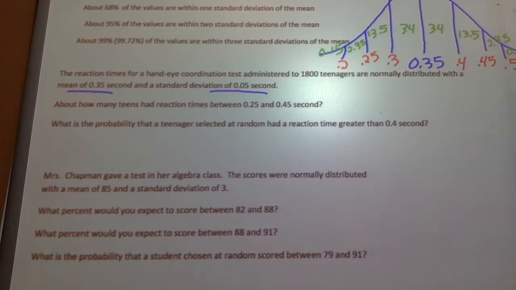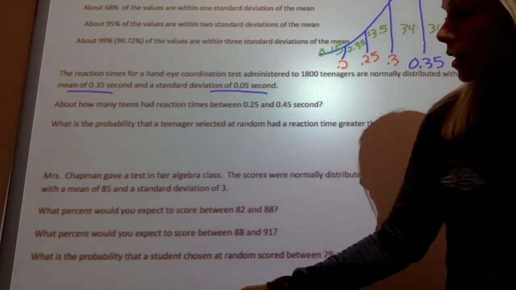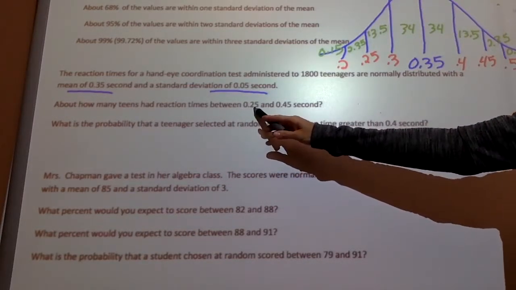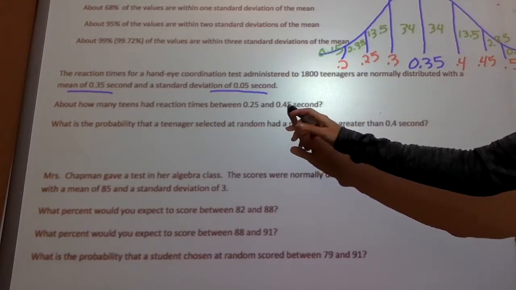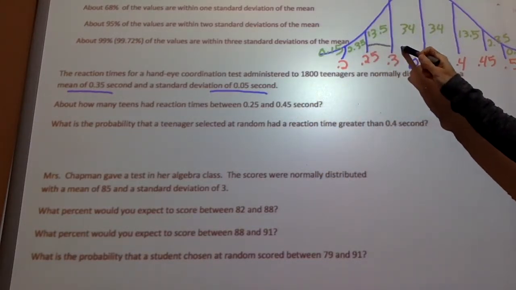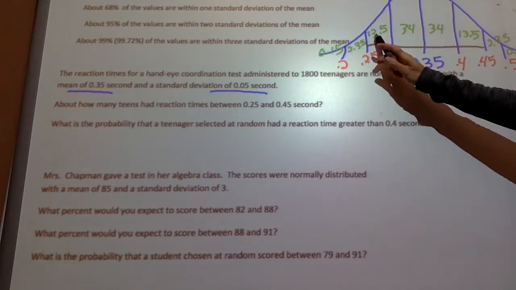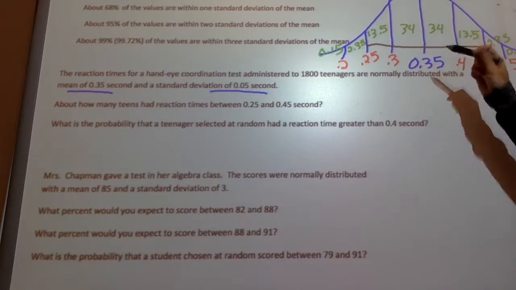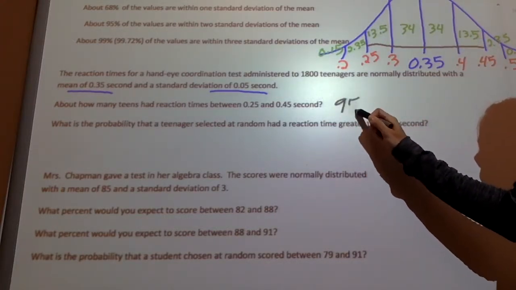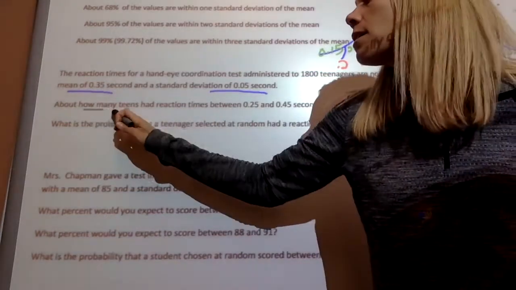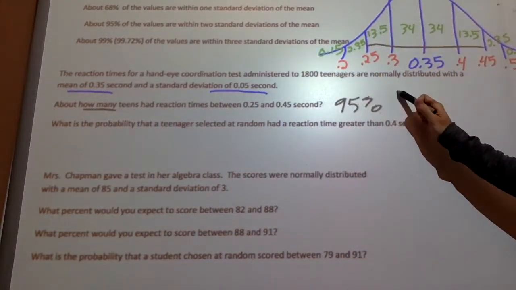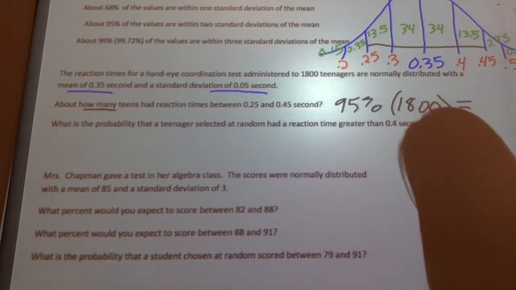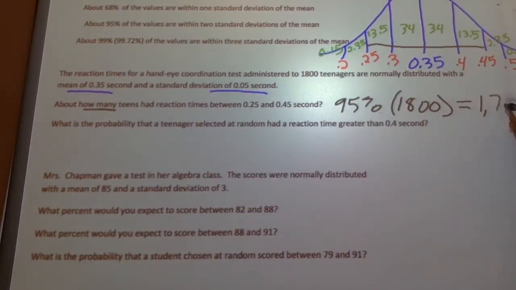Okay, once you have this all set up, you can then answer questions. So it says, about how many teens had reaction times between 0.25 and 0.45? So I look at 0.25 to 0.45. I'm going to add up those 4%, okay, which is what? 95%. But I don't want percent, I want how many teens. So I'm going to take 95% times the 1,800. So 0.95 times 1,800 is what? 1,710 teens.